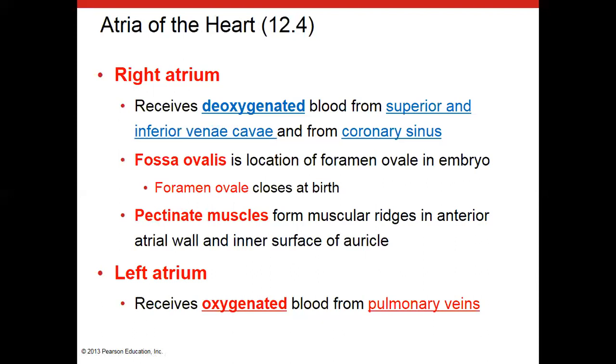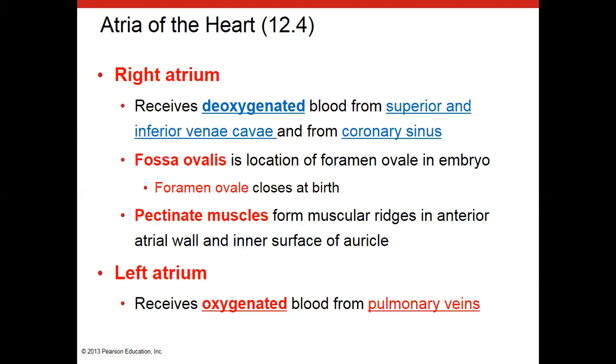And that indentation once was an opening in fetal circulation to allow blood flow from the right atrium to the left atrium, which is no longer needed after birth. So it closes off and becomes the fossa ovalis. A fossa is just an indentation, whereas a foramen is an opening or a hole. So that's found in the right atrium, in the interatrial septum, really.